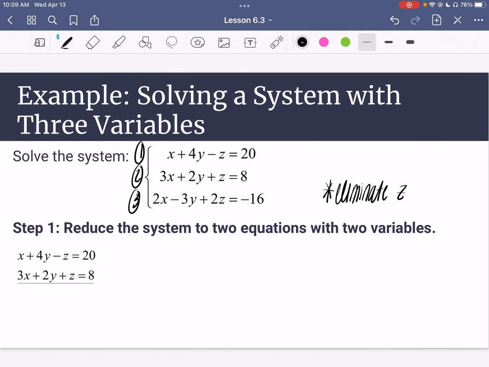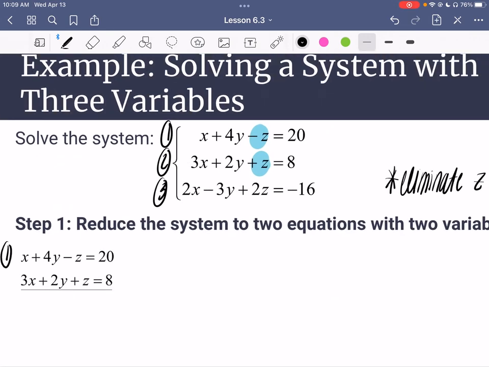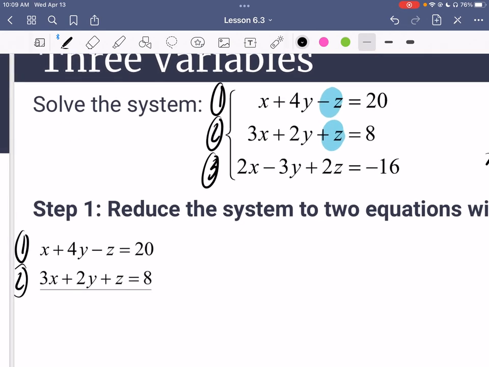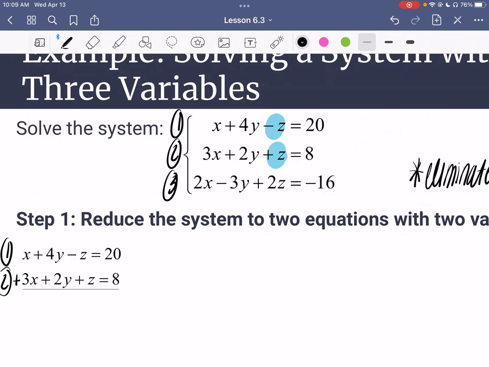So the first and easiest 2 equations to take to eliminate z, I would say, would be equation number 1 and 2, because I automatically already have a negative z and a positive z here that will eliminate. So that's what I've written over to the side here. Okay, you pick a pair of those equations. Now, I don't have to manipulate anything here. I can just go ahead and add them and then, like I said, eliminate these 2. So I get x plus 3x, which is 4x, 4y plus 2y, which is 6y. The negative z and the positive z eliminate, like we already said, and then 20 plus 8 is 28.